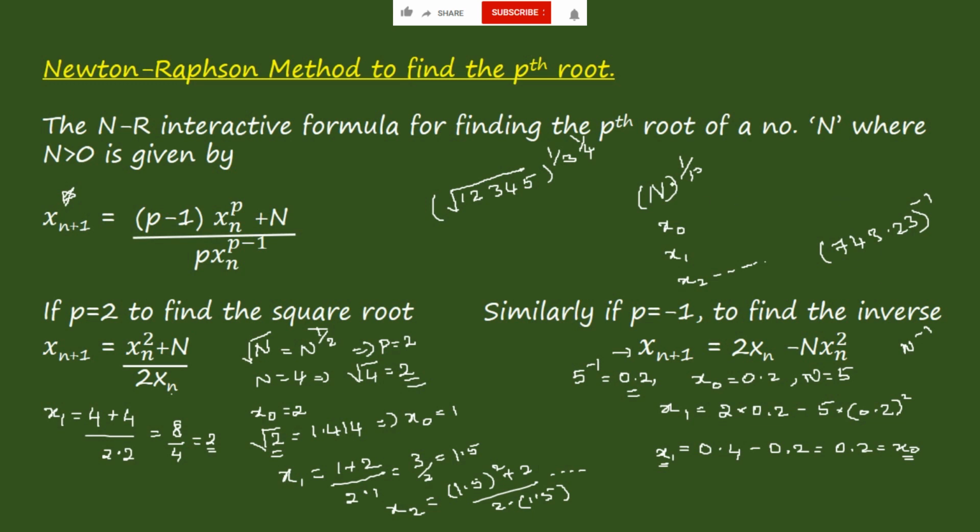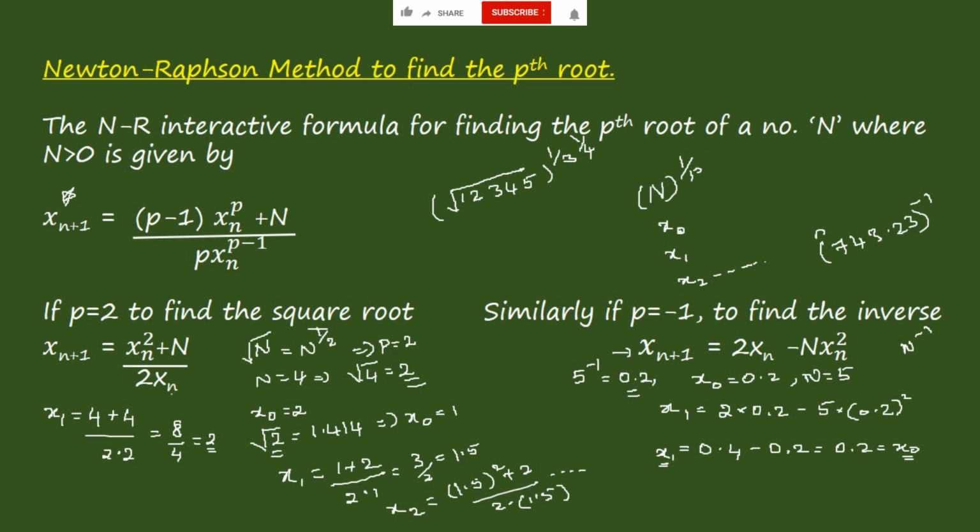Now to find the roots of a number, you will be finding the value of x0, x1, x2, and so on till n, till we get the values, the root of a number or the inverse of a number.